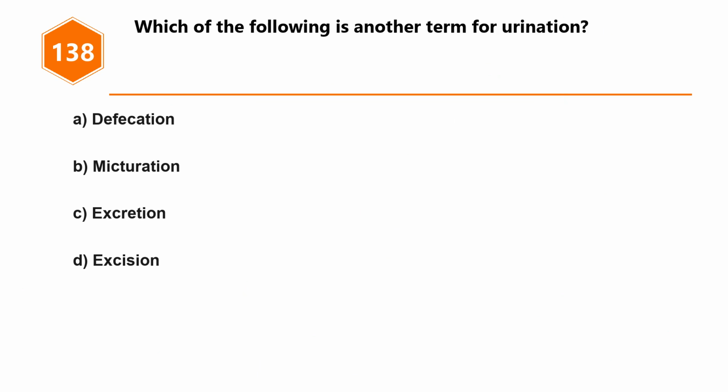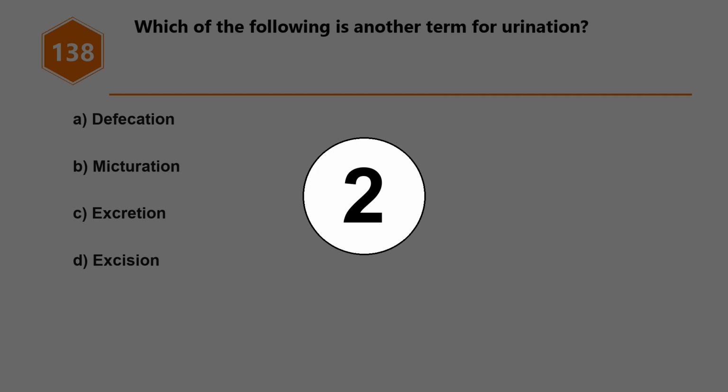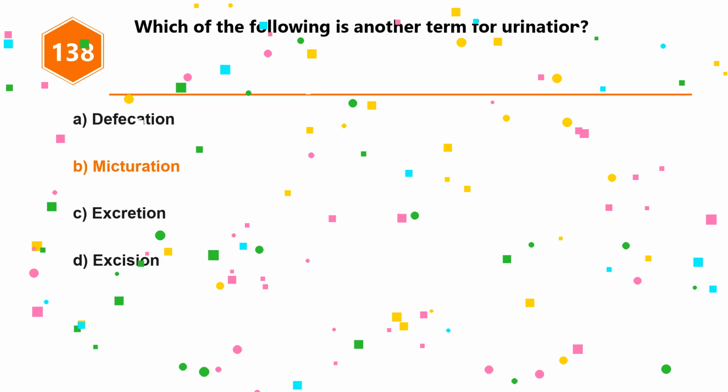Question 138. Which of the following is another term for urination? Option A, defecation. Option B, micturition. Option C, excretion. Option D, excision. The correct answer is option B, micturition.